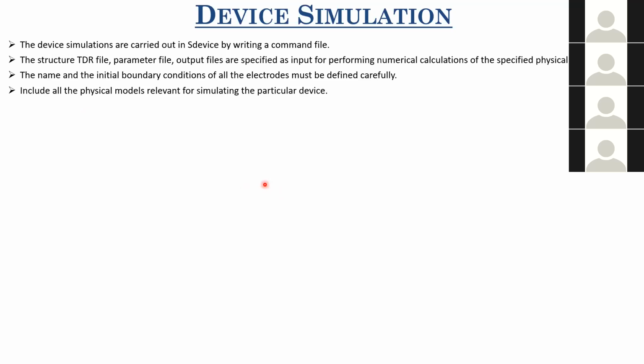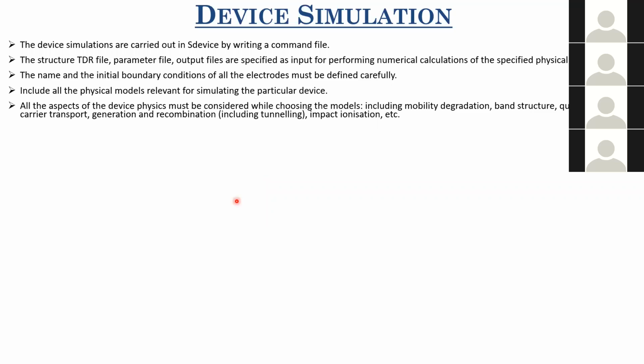Then we also have to include all the physical models which are relevant for a particular device. And for this, we have to first analyze this device with our experience or with our understanding of device physics. We have to see in what modes of operation, what exactly are the device phenomena which may be relevant for this device. Once all these aspects of device physics are considered, like mobility degradation, how exactly the mobility behaves in the presence of these voltages, in the presence of these materials, in the presence of these artifacts of the device. Then the band structure, quantization effects, carrier transport, generation and recombination, including tunneling and including avalanche or impact annihilation as well.